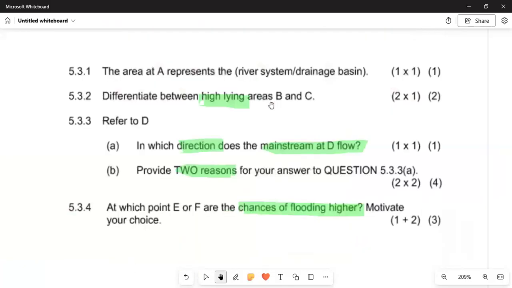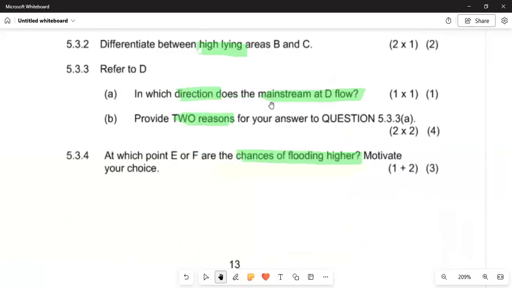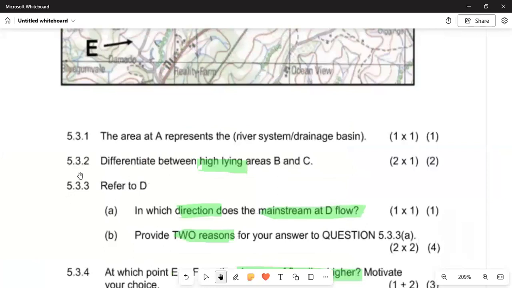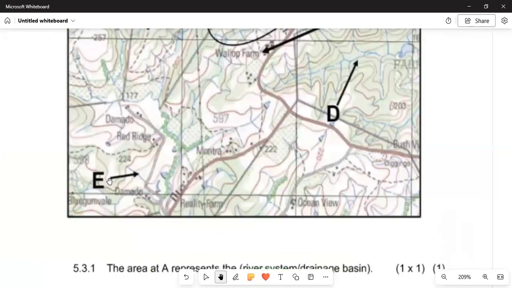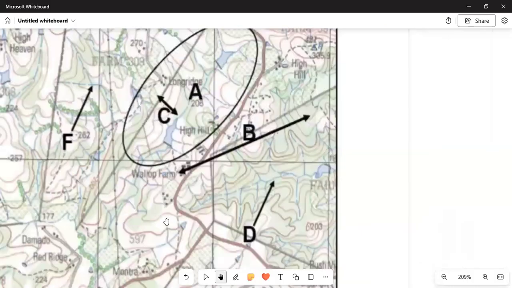And then, moving on to the last question, 5.3.4, at which point, E or F, are the chances of flooding higher? Motivate your choice. Can you please go to E? So here is E, and the flow is easterly. And then F is northeasterly.